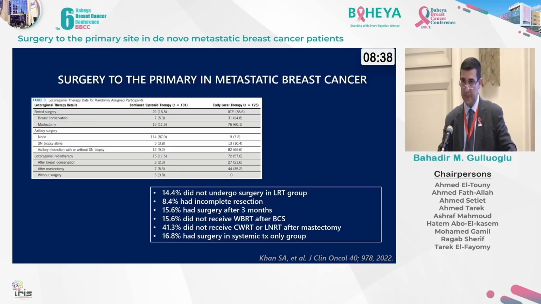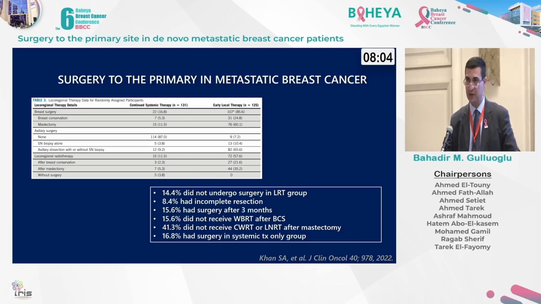So again, of course, this study also has some limitations. 14% did not undergo surgery in the surgery group, 8% had incomplete resection, 15% had surgery after 3 months, and 15% did not receive whole breast radiotherapy after breast conserving surgery, and 40% did not receive radiotherapy even after mastectomy. These are the advanced cases. Most probably they had the indication, but they didn't give it because these are metastatic patients. And you can see in the systemic treatment group, 15% also received surgery.